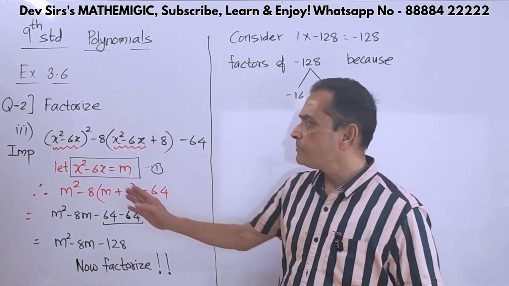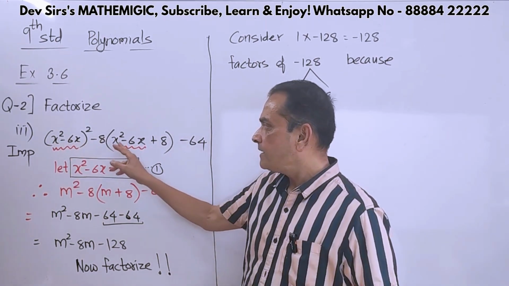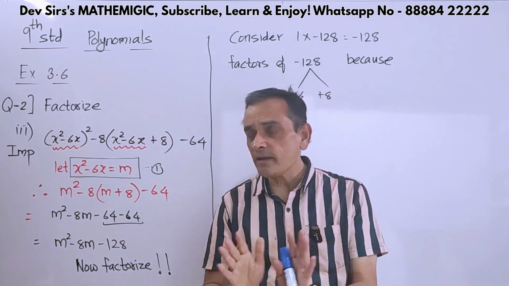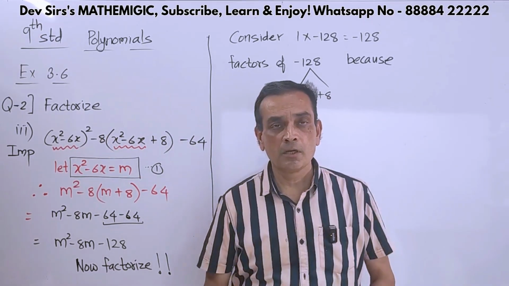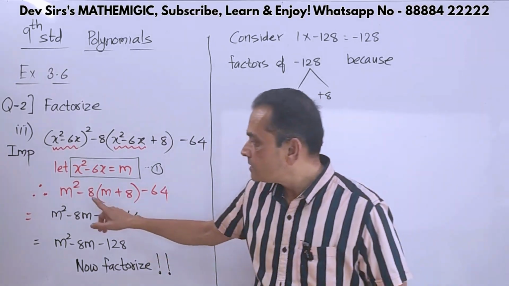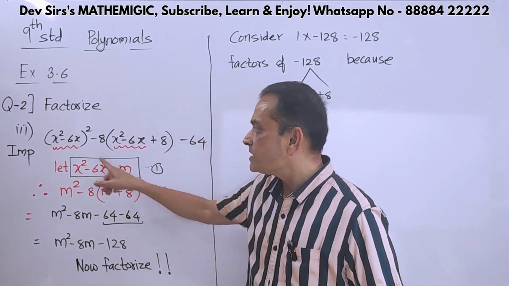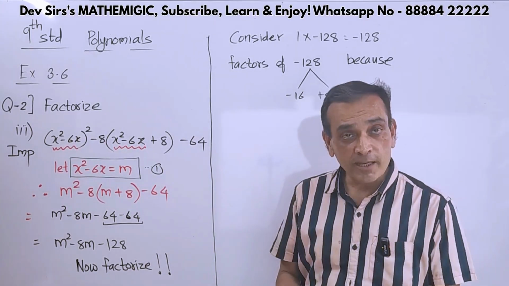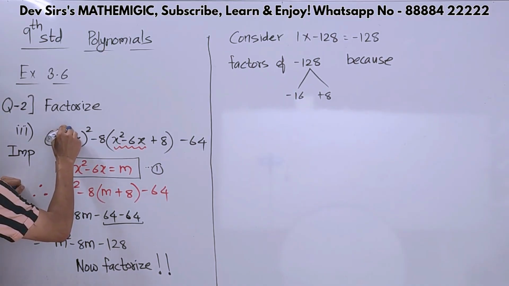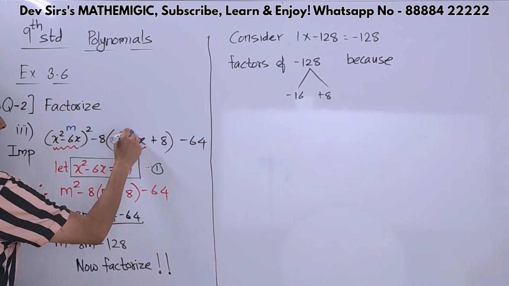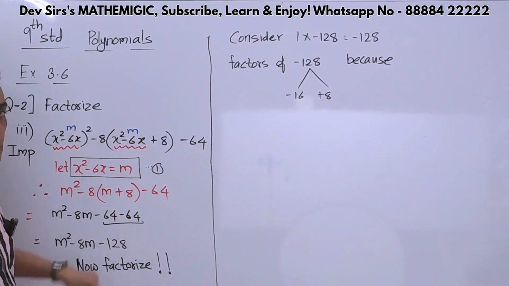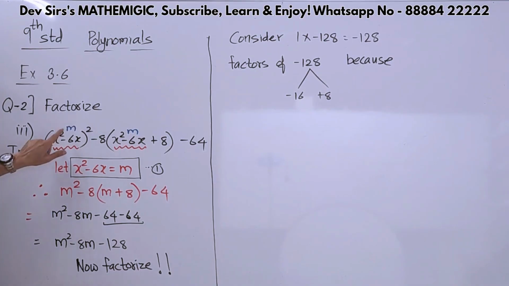Simply because, friends, it is repeated. X squared minus 6x is here, x squared minus 6x is here also. So whatever is repeated in a quadratic equation should be substituted with one simple letter. So let x squared minus 6x equal to m. अभी यहाँ पे अगर मैंने m सब्स्टिट्यूट किया और यहाँ पे two places x squared minus 6x equal to m. Okay, so what do I get?